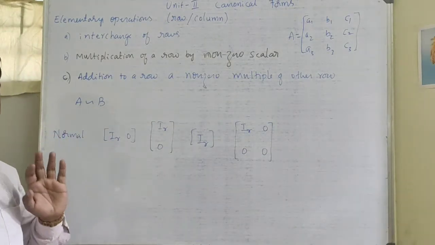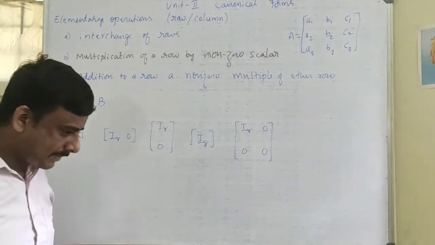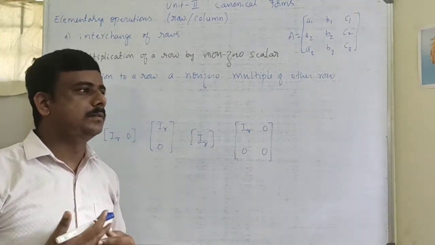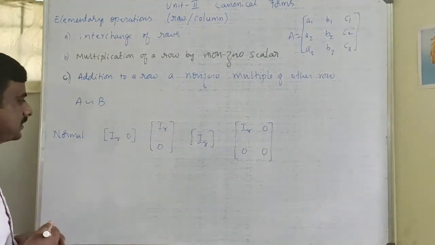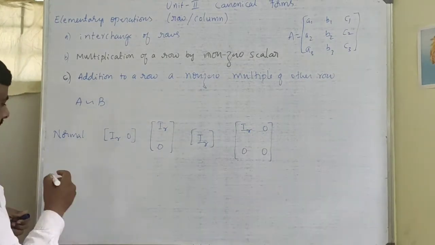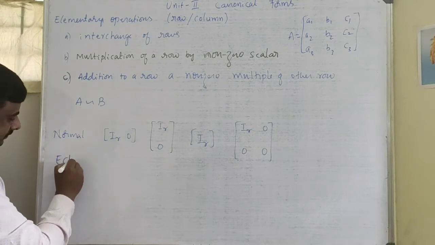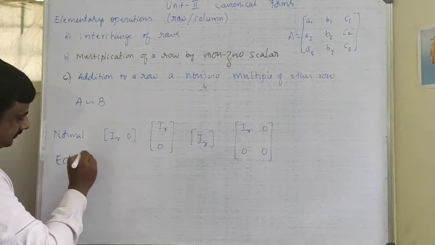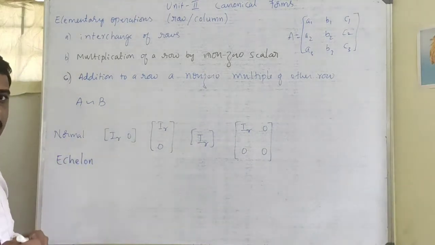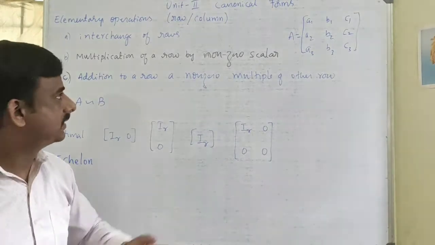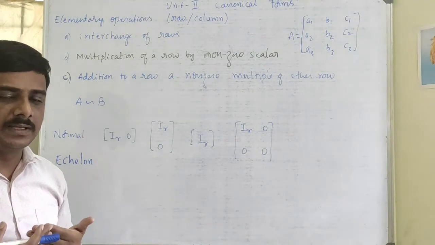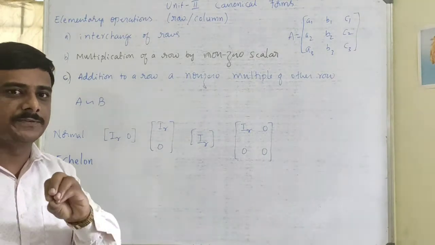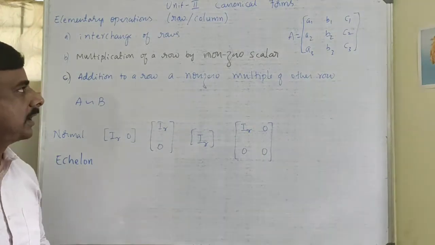A equivalent to B. The next important parameter that we define after elementary transformations is the echelon form of a matrix. Suppose I have a matrix like this. To say that a matrix is in echelon form, it has to satisfy some set of conditions. What are the conditions?